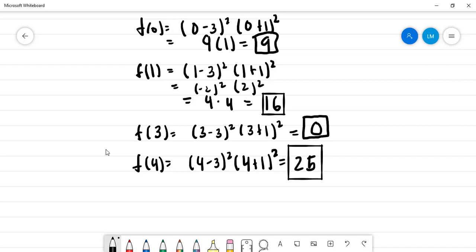Okay, so if we're to go ahead and try to find the absolute min, it's going to be the smallest value on the bounded interval, which in this case is going to be the 0. So we have that this is our absolute min, and we're going to have to look for the absolute max, which has to be the largest value on the bounded interval, and that's going to be this one right here, the 25.